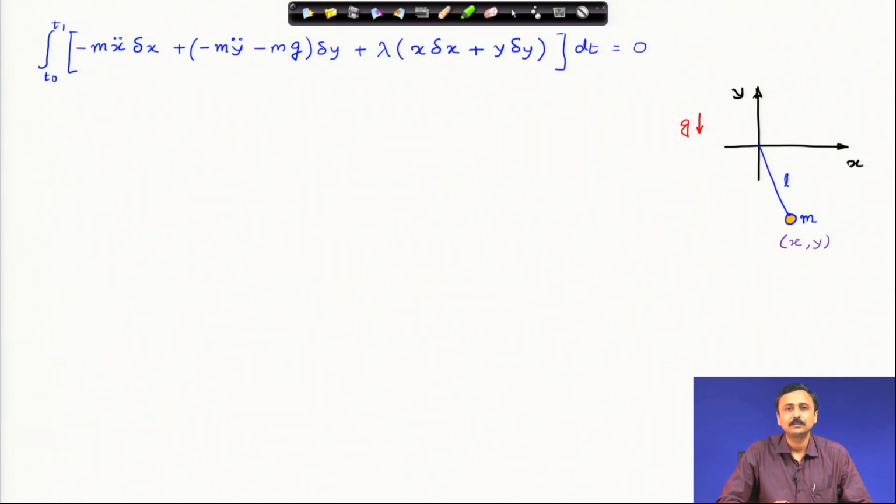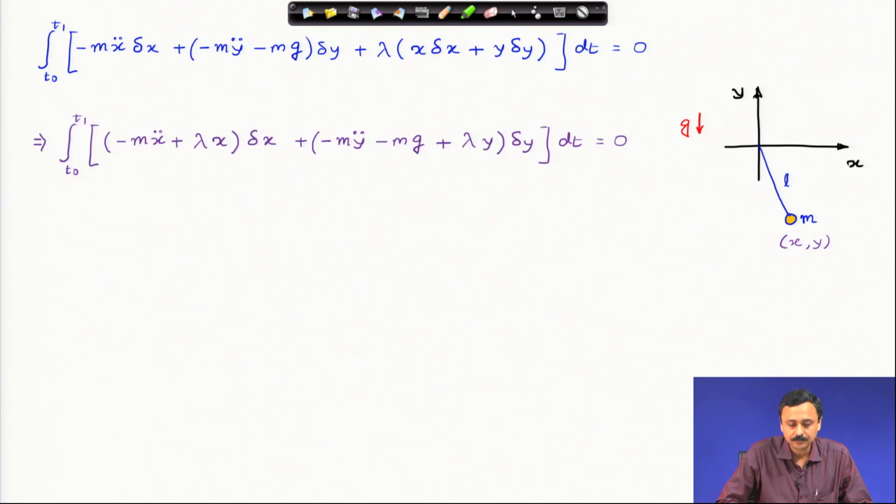This is our variational statement now. I collect terms of delta x and delta y. We have this delta x here, and it comes into our delta x equation using the Lagrange multiplier. Similarly, we have a contribution in the delta y equation using the Lagrange multiplier. The constraint has been completely absorbed in our system.